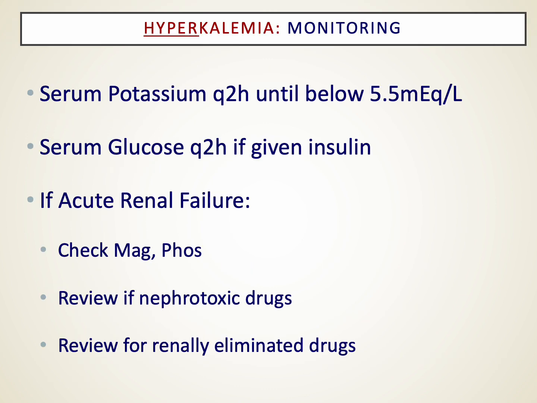So what we're going to do for monitoring, typically we're going to get a serum potassium level every 2 hours until it's below 5.5. You want to get serum glucose levels also if we're giving insulin as part of our management. We want to look for patients who have acute renal failure to check their mag, their phos, to also review if there are nephrotoxic drugs on board, and if they are having acute renal failure, to also look at renal eliminated drugs and either get rid of them or reduce the dose of them.